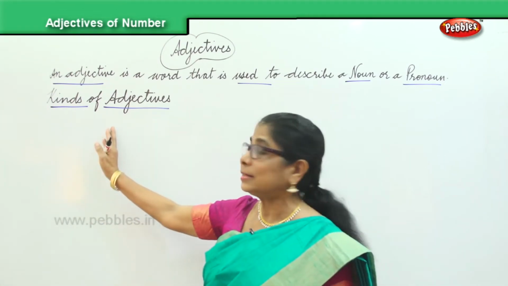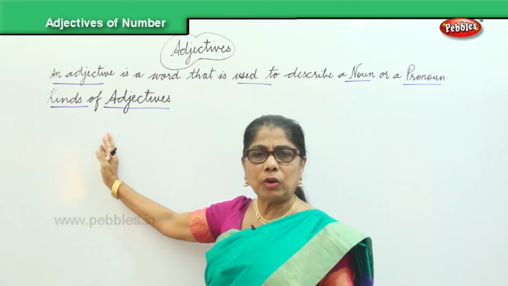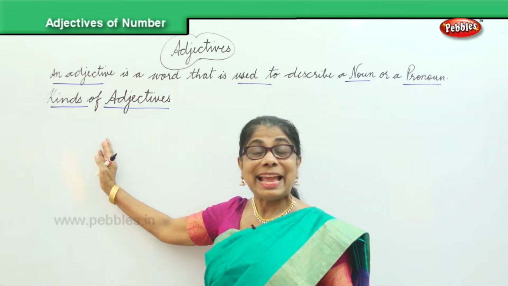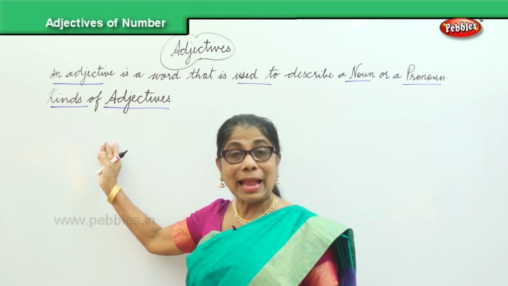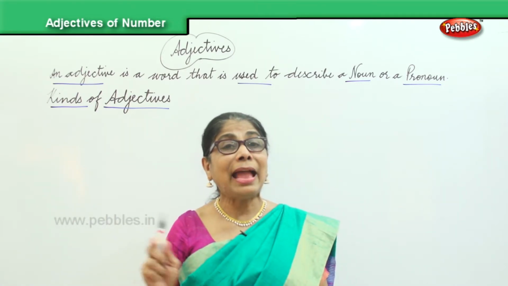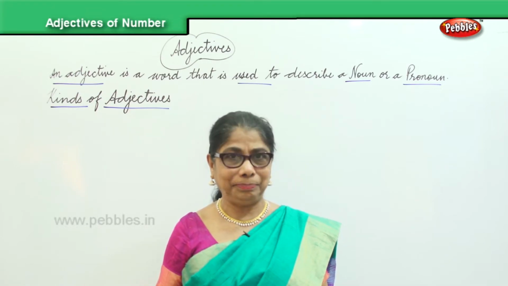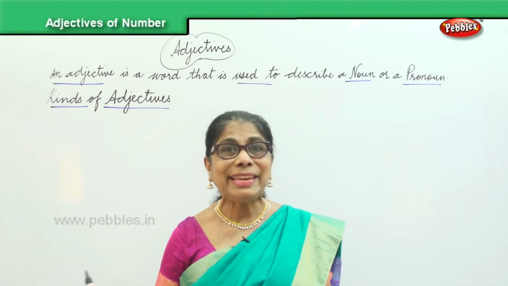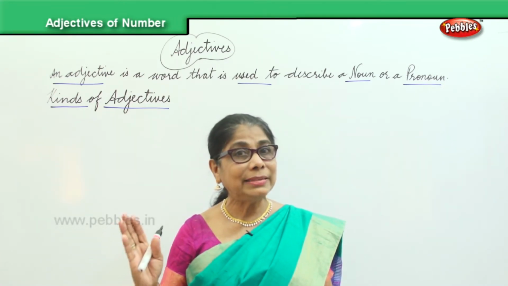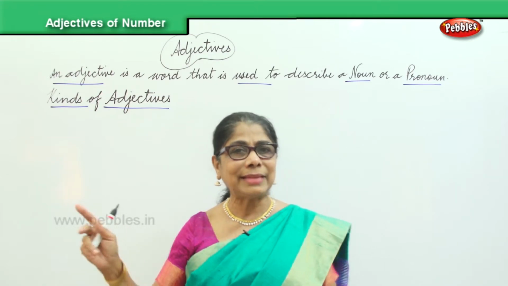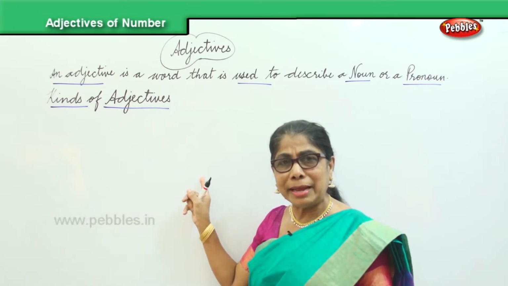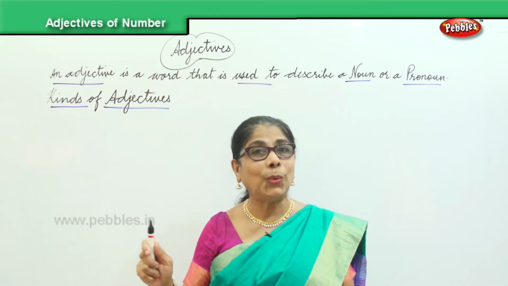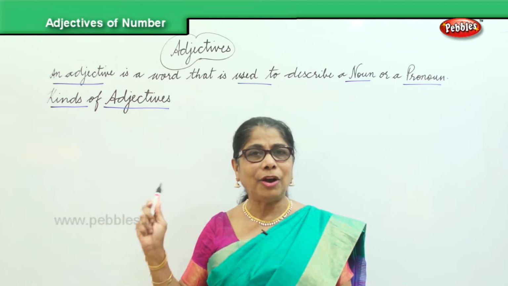I said there are 6 kinds of adjectives. We have already done 2: adjective of quality and adjective of quantity. And the third one we are going to do now is adjectives of number. When you say adjective of number, how many? To identify if the sentence has an adjective of number, you need to ask the question, how many? Then you know, oh, this is an adjective of number.